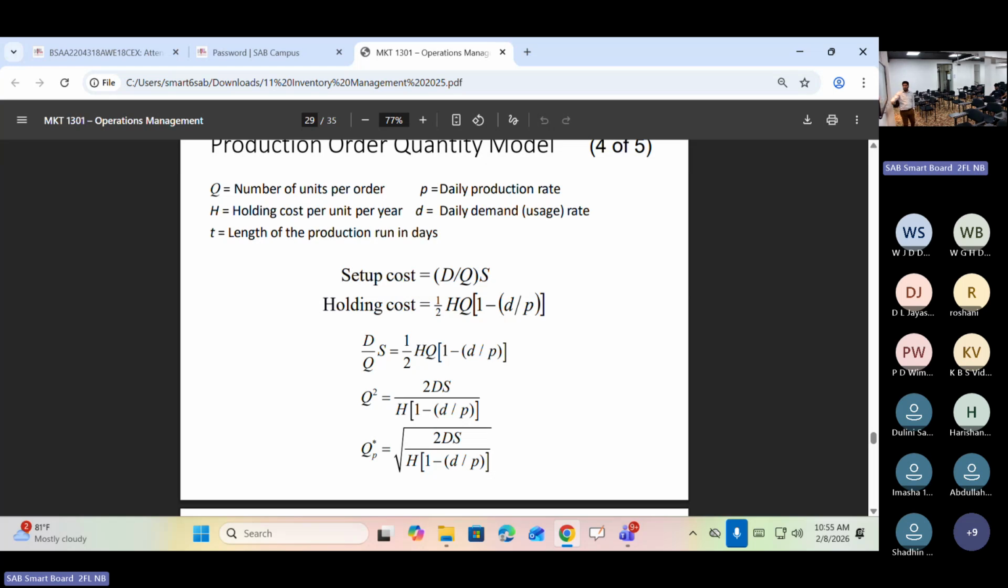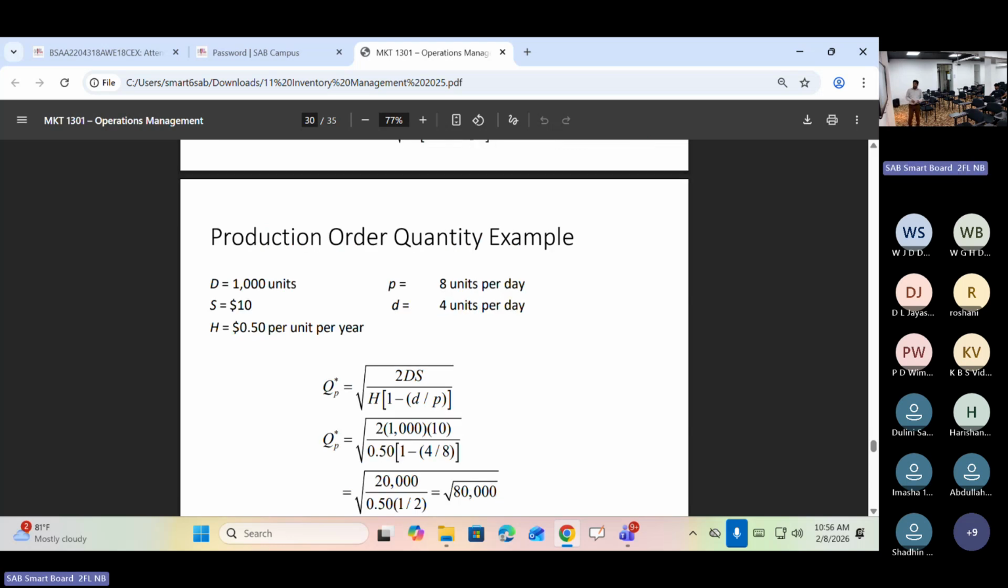Production quantity model, QP, EBQ. Economic quantity can be calculated using the same equation, but with a slight difference. What is the difference? 2DS, that is the same, divided by H into 1 minus d divided by p. Simply d, daily demand, divided by p, daily production. That is the only difference.